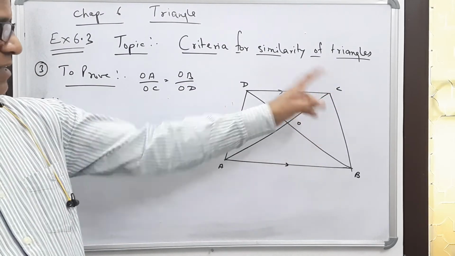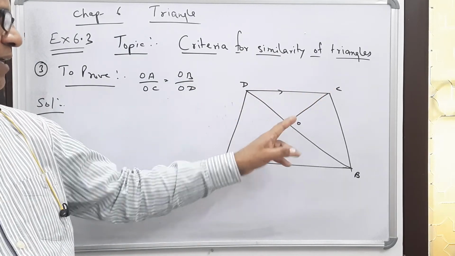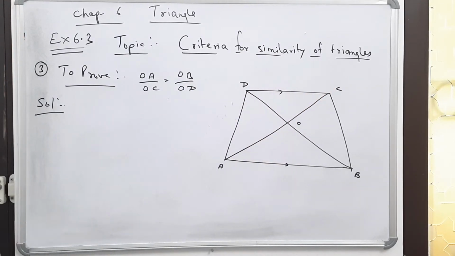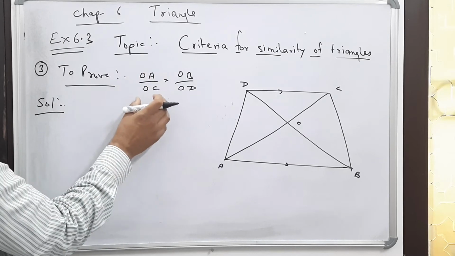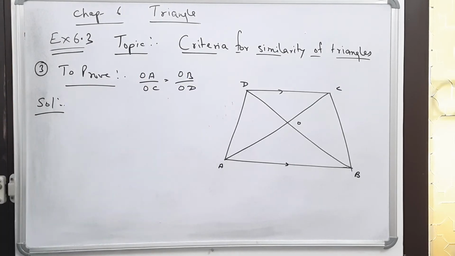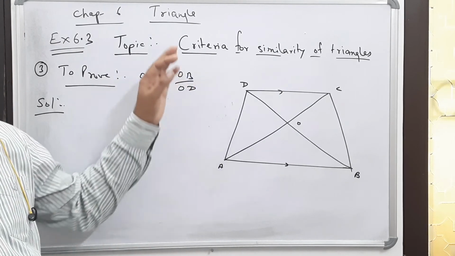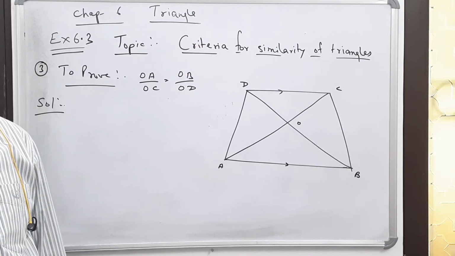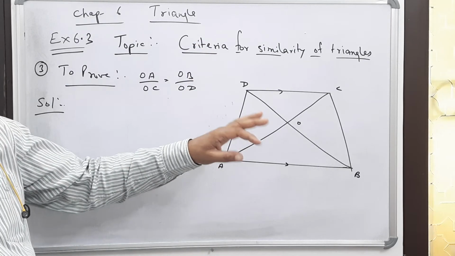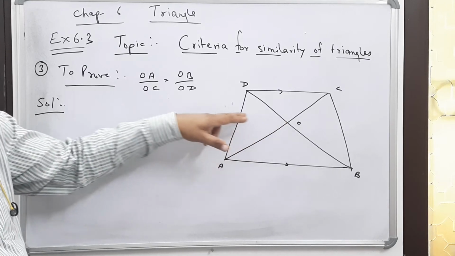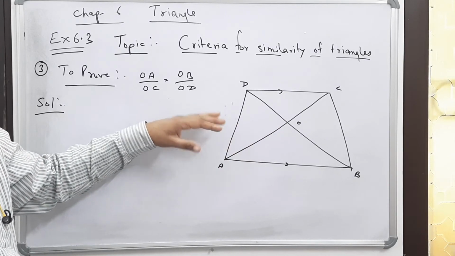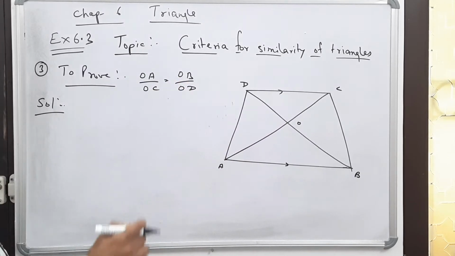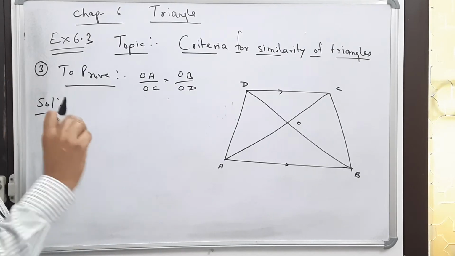This ABCD is a trapezium and the diagonals are intersecting at point O. We have to prove that OA upon OC equals OB upon OD. This we have already proved by using the basic proportionality theorem. In that we made a parallel line here. But now you see, by criteria of similarity, it can be done very fast.